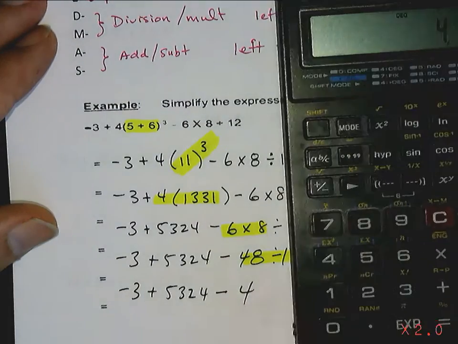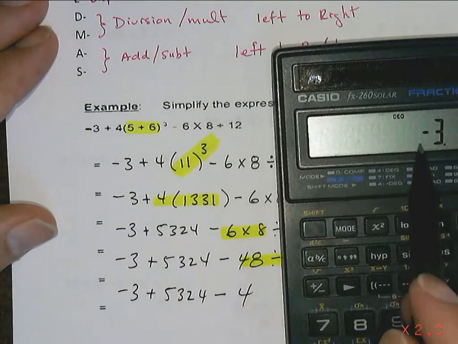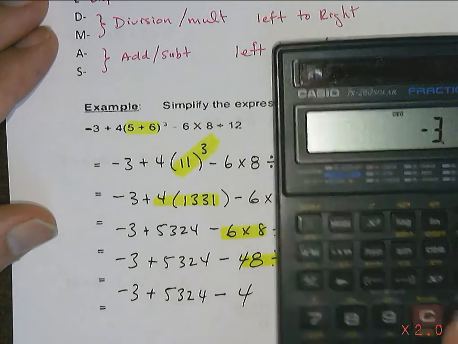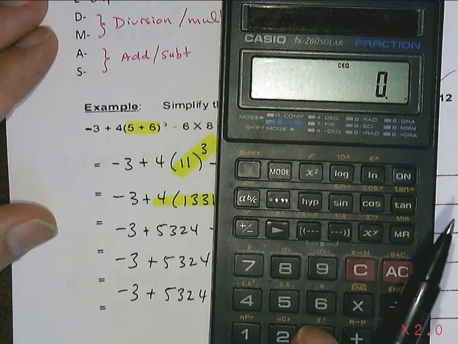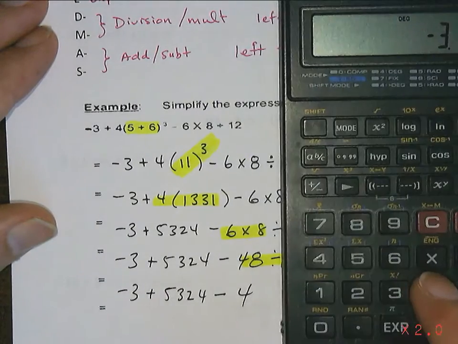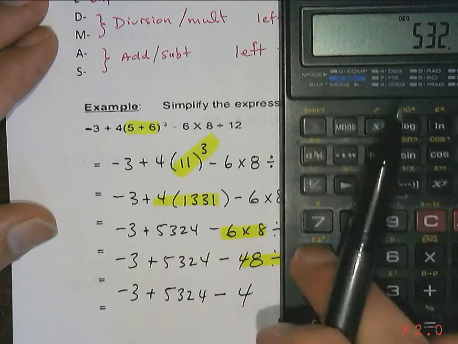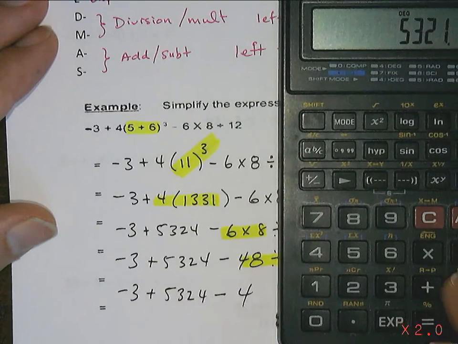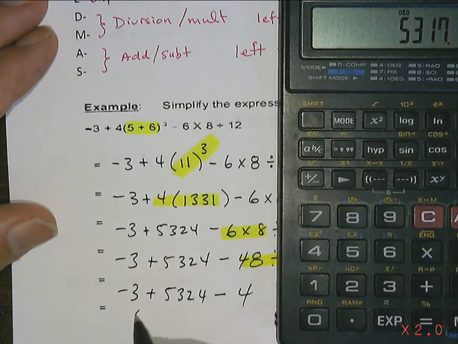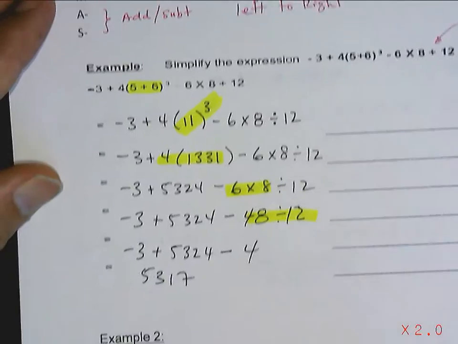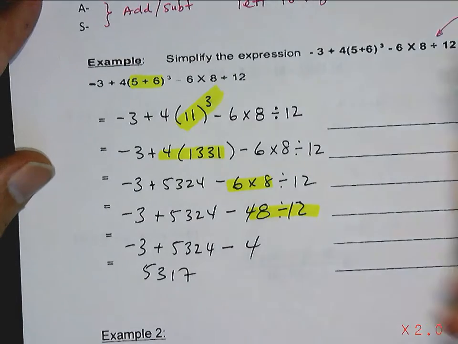And finally, put all that together. So I'm doing a negative 3. So I use my negative sign on my calculator. Show you that again. 3 negative plus 5,324 equals, take away 4 more, and we get a final answer of 5,317.